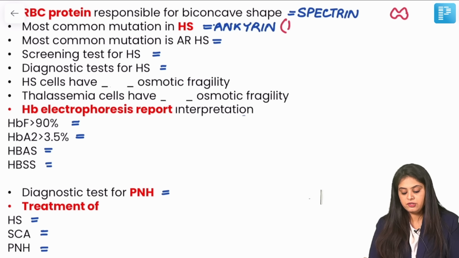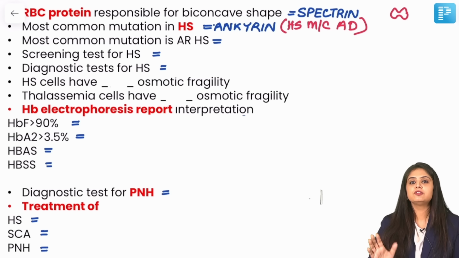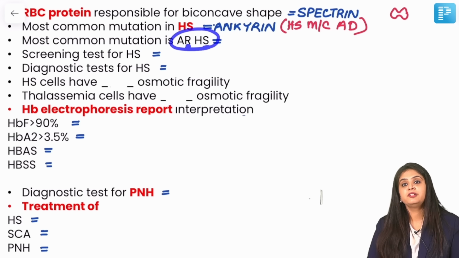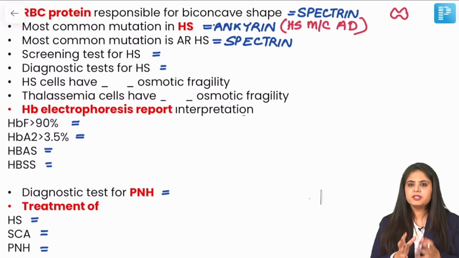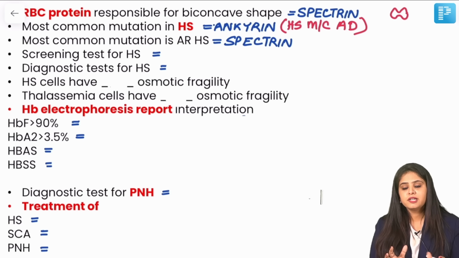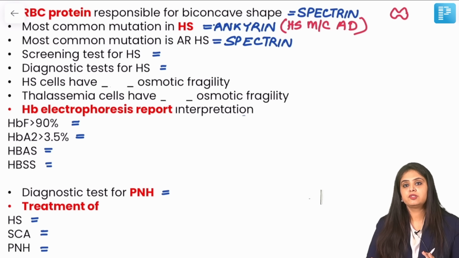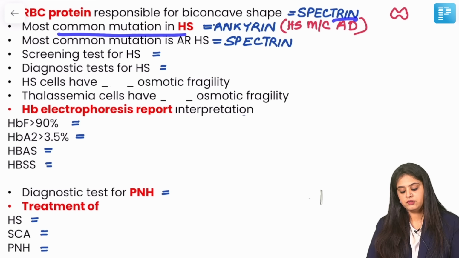And note, hereditary spherocytosis is most commonly autosomal dominant. That form is because of ankyrin gene mutation. In rare cases, if it ends up being autosomal recessive, that is very severe, and that is because of spectrin. So it's a pretty big confusion that is created here. To settle it in one go, the normal protein for the normal shape is spectrin, and for autosomal recessive hereditary spherocytosis, the mutation is spectrin. But the most common mutation of hereditary spherocytosis, which is the autosomal dominant form, is ankyrin.